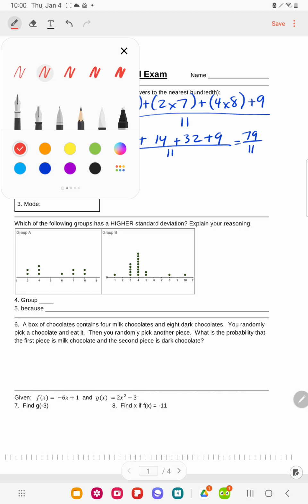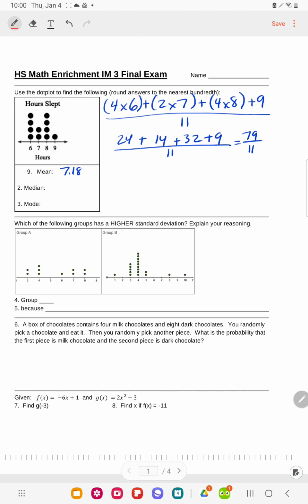To find the median, you take all the values, line them up in order from least to greatest, and then find the middle value. So using this dot plot, these numbers are already lined up from least to greatest. So I'll cross out 1 6 and 1 9. Another 6 and an 8, another 6 and an 8, another 6 and an 8. Then we cross out 1 7 and 1 8, and we have our median of 7.